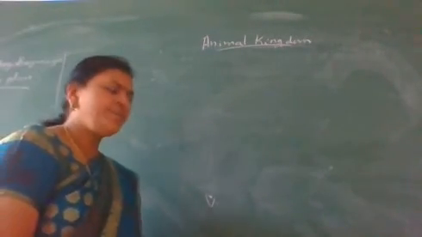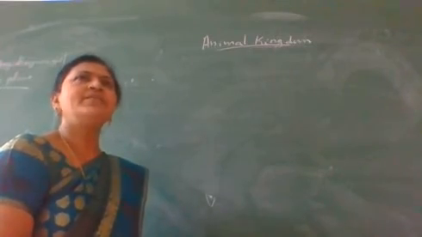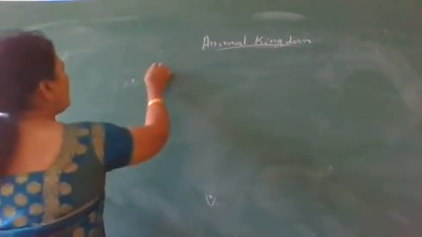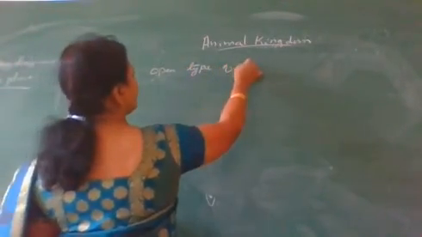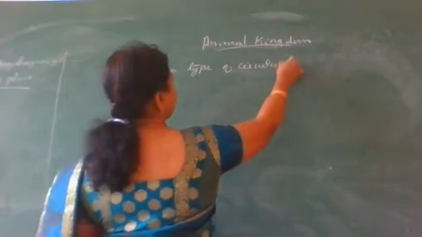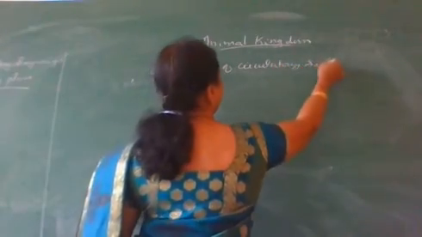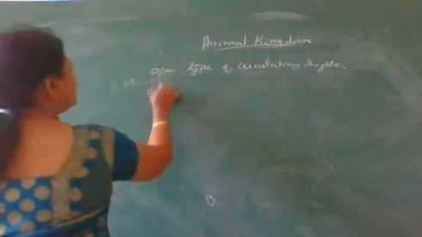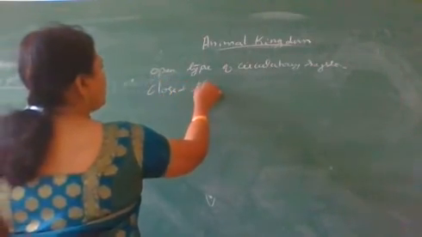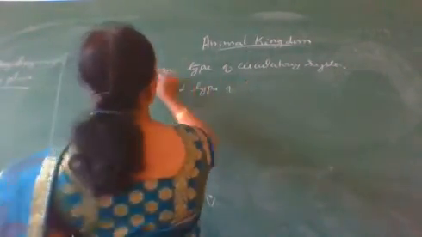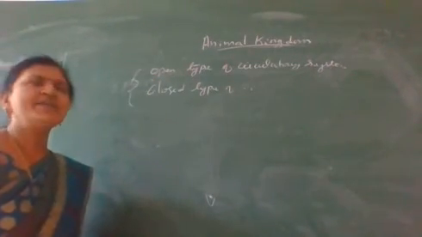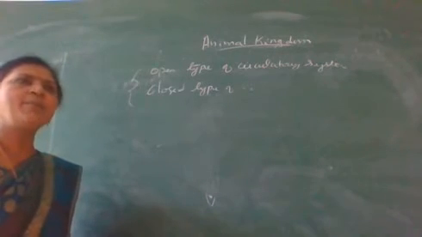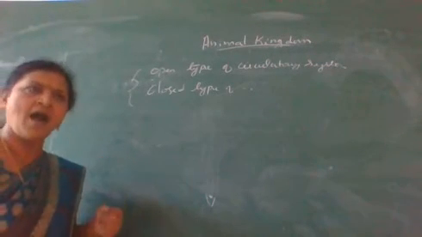Now, usually, here are some animals that show open type of circulatory system, and some show closed type of circulatory system. Open type of circulatory system is one where the blood is pumped by the heart.